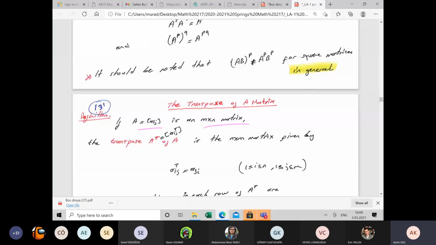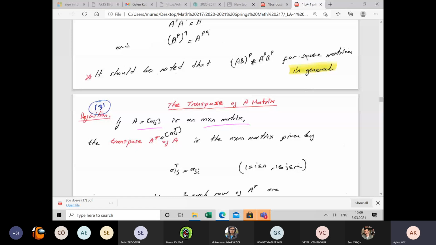The next step is to determine the entries. The ij entry should be the corresponding ji entry of the matrix A. What does this mean? Take the matrix A and change the rows and columns.